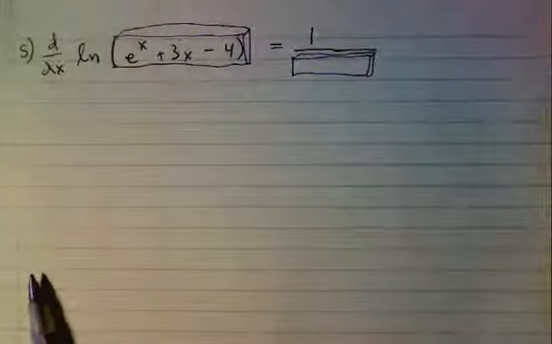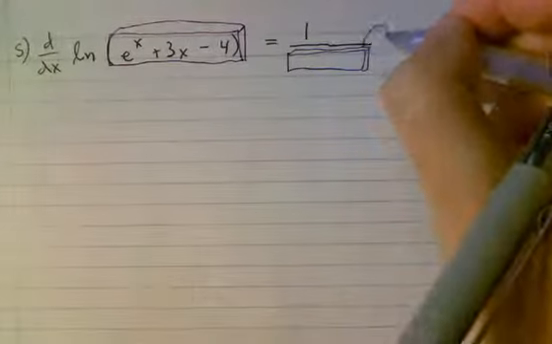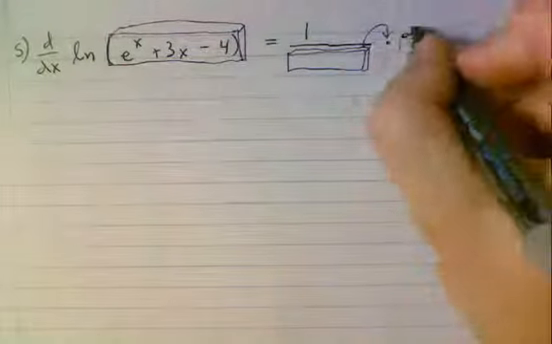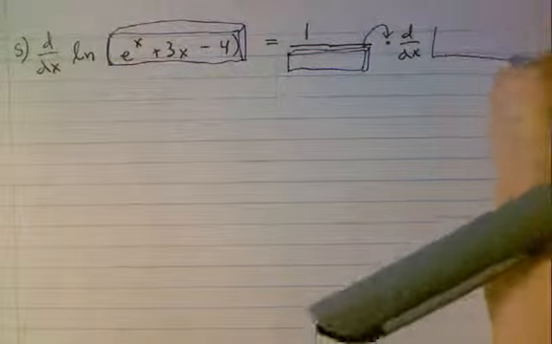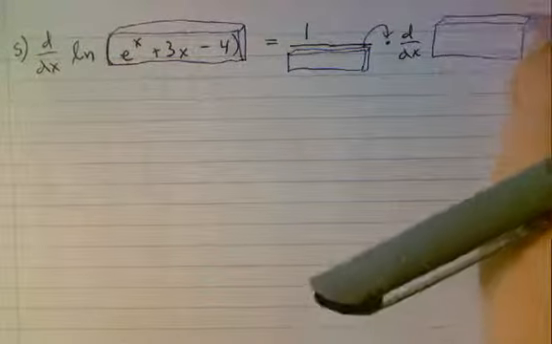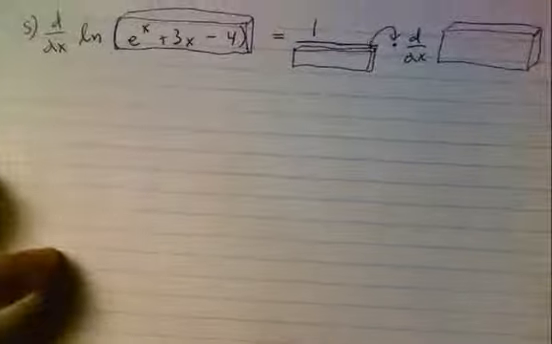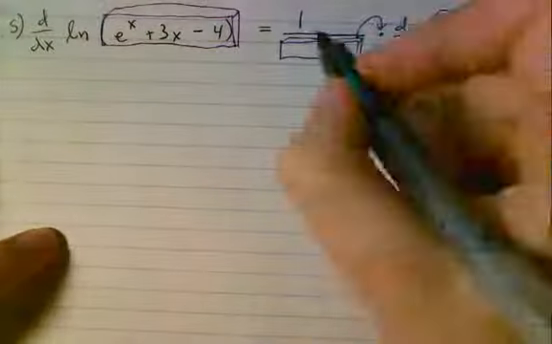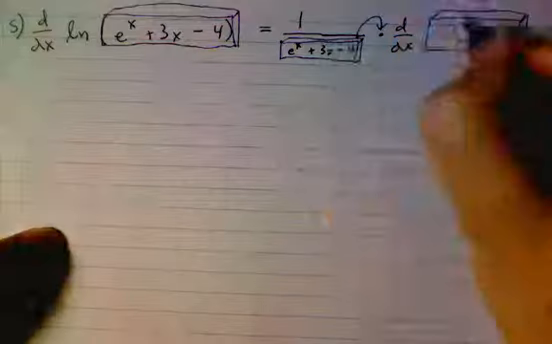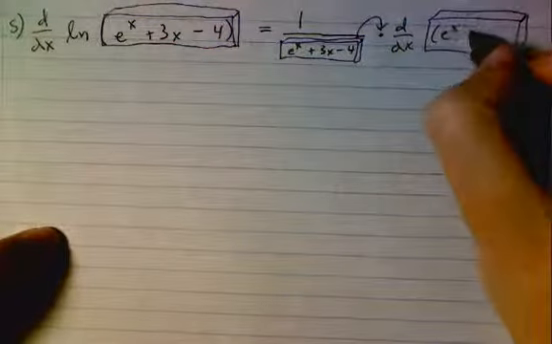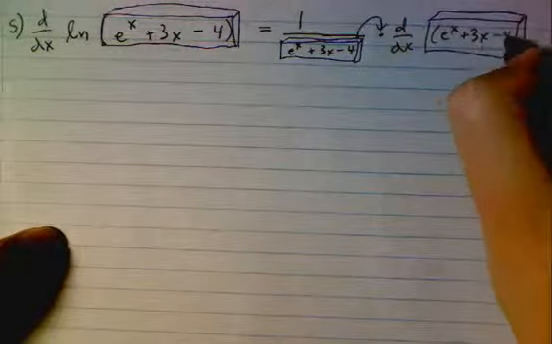And then even so here we've got to do times the derivative of whatever's in there. Notice again this derivative is always in the numerator. It's never going to be in the denominator. So that was e to the x plus 3x minus 4.